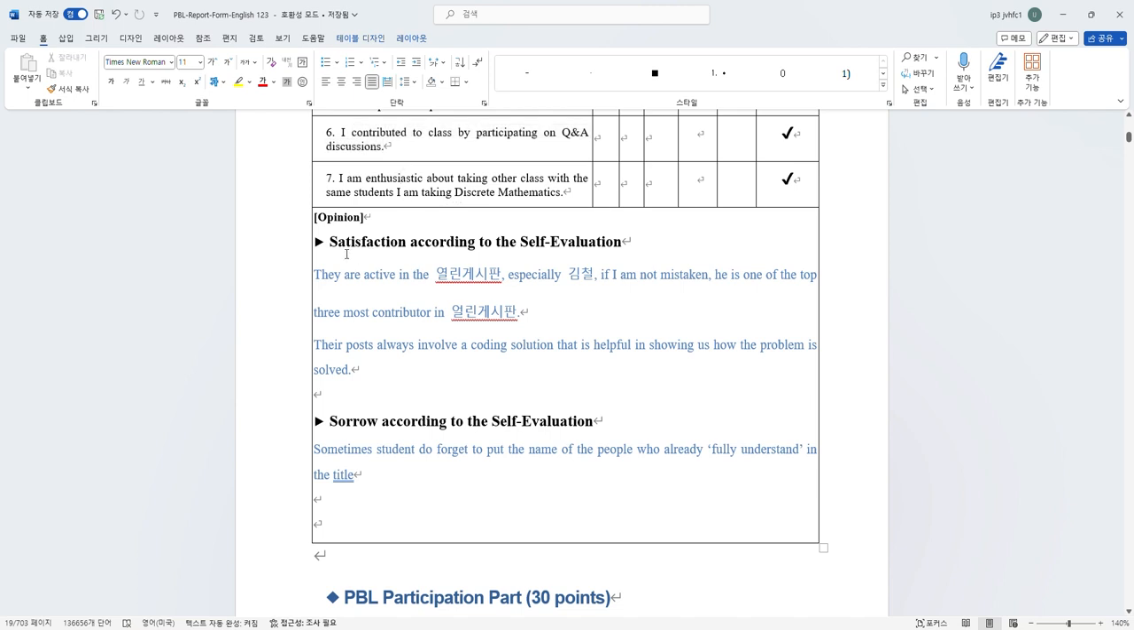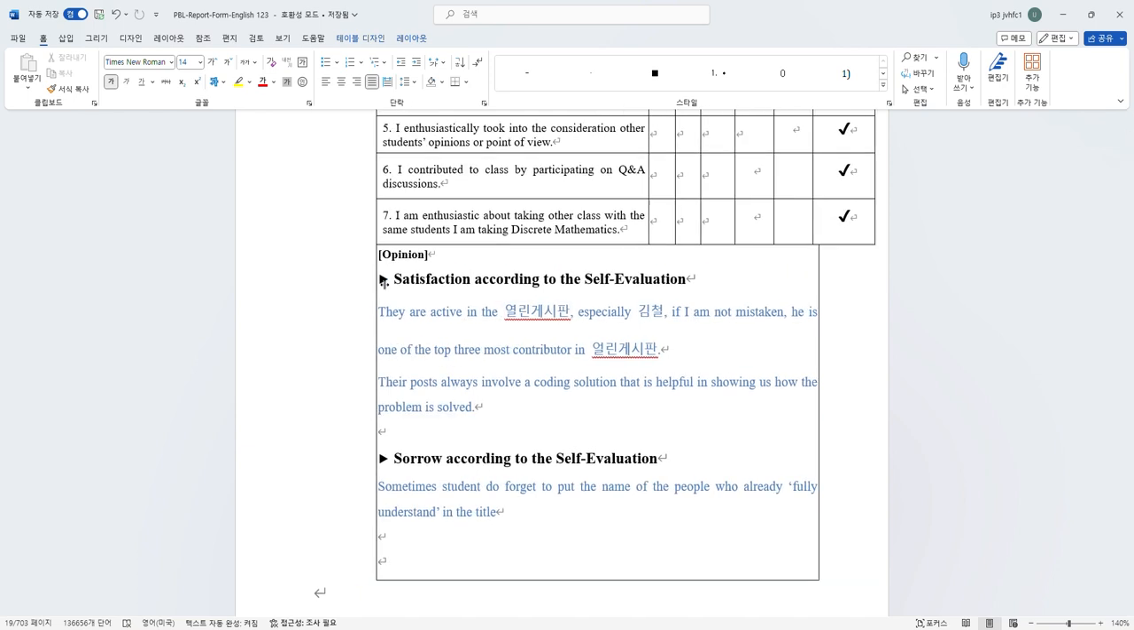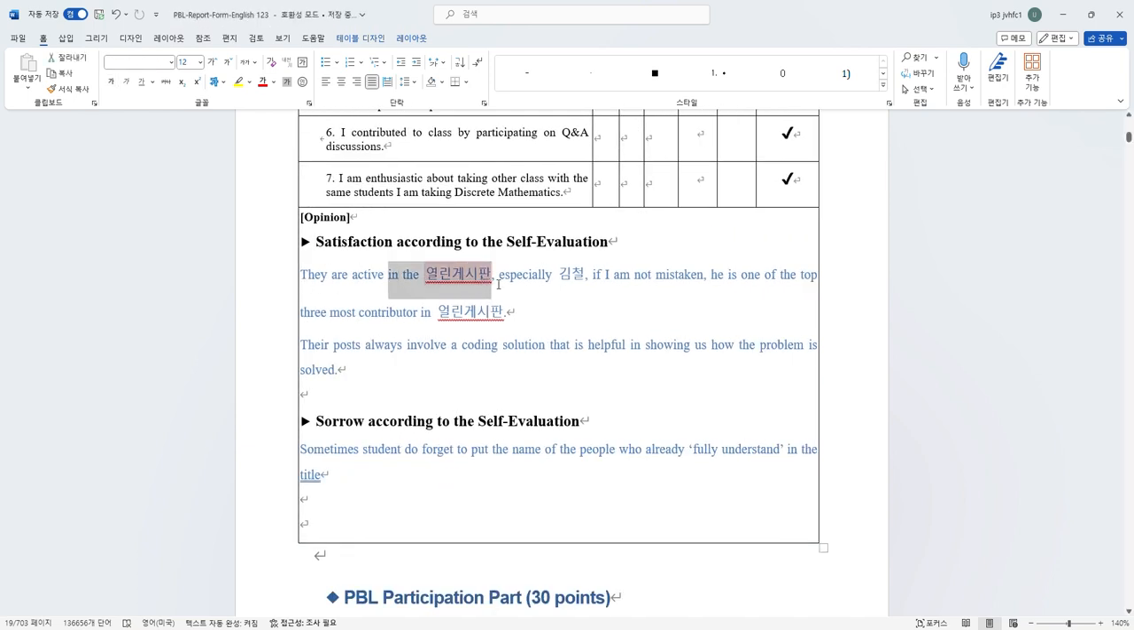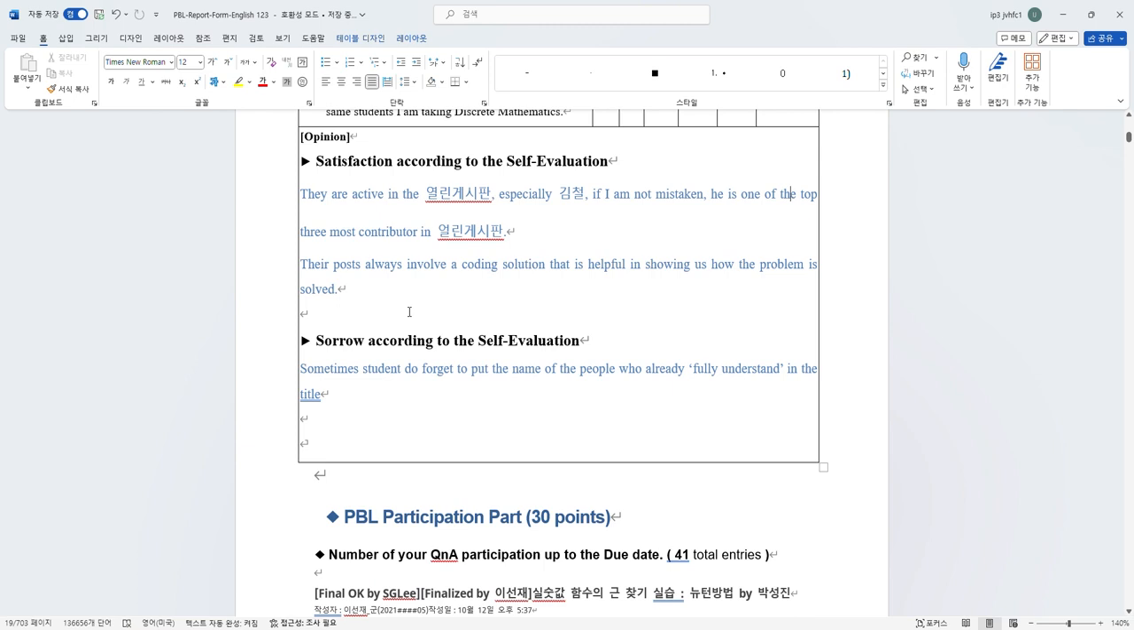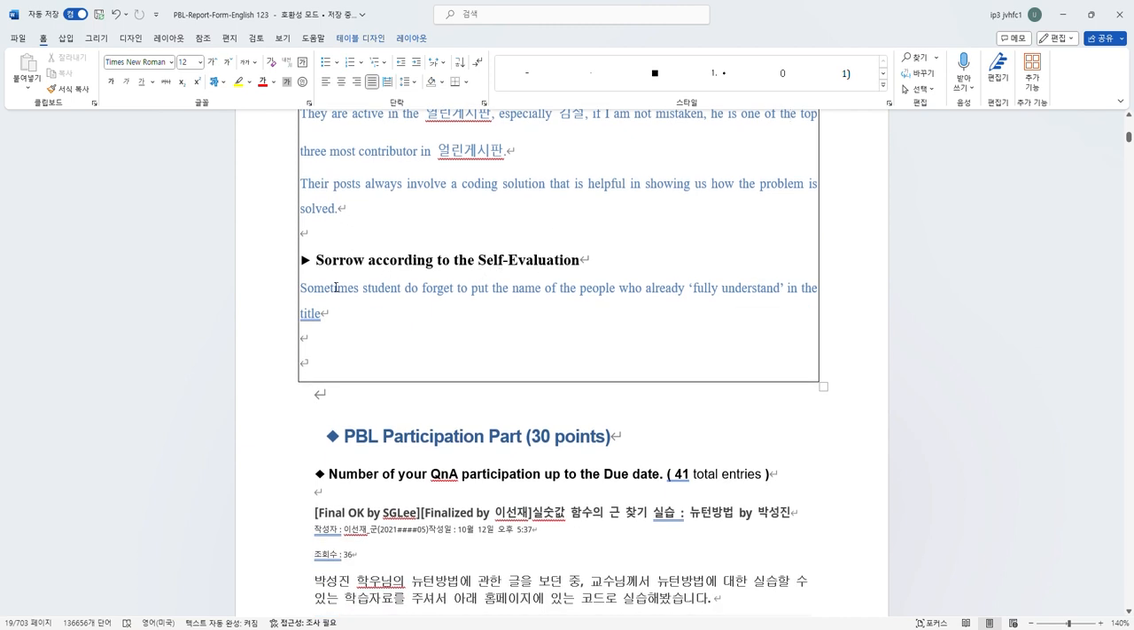And regarding the satisfaction with my colleagues, they are really active in Yolin Kashipan, especially Kim Chol, because if I'm not mistaken, he is one of the top 3 contributors in Yolin Kashipan. And their posts always involve a coding solution that is really helpful in showing us how the problem is solved. But sometimes students do forget to put the names of the people who already fully understand in the title of the post.